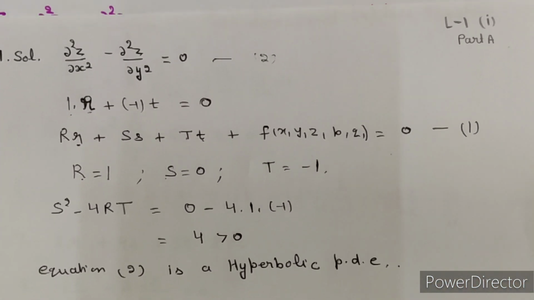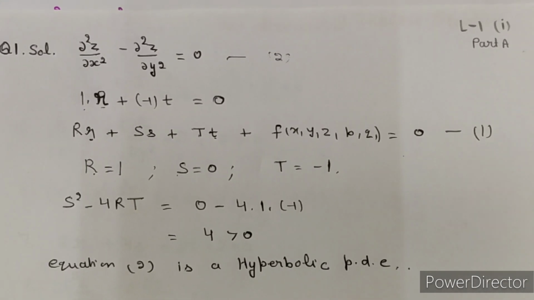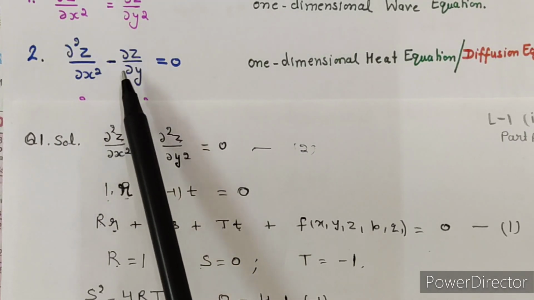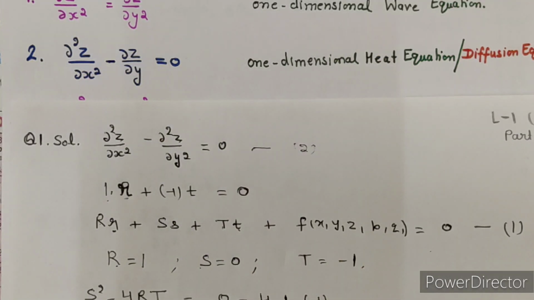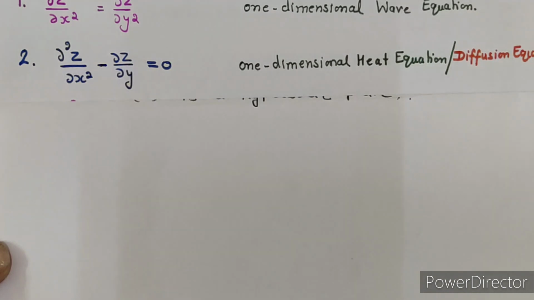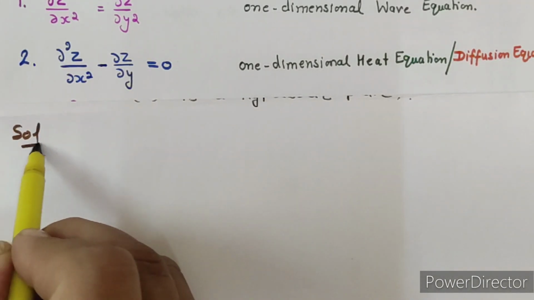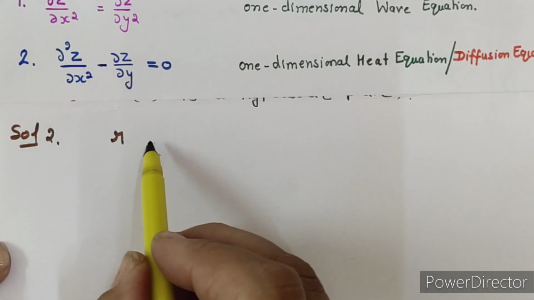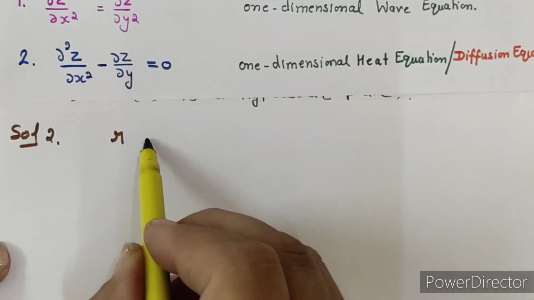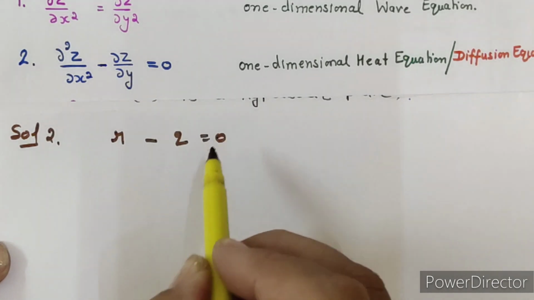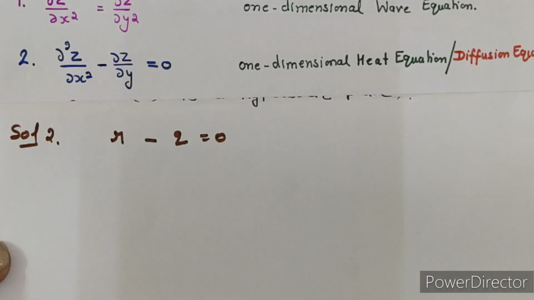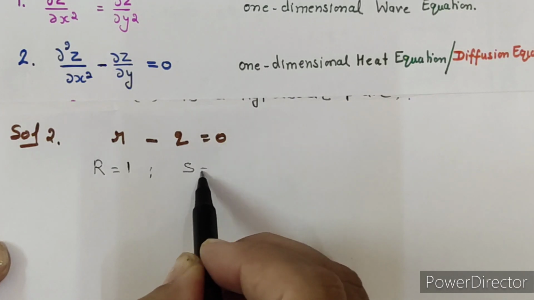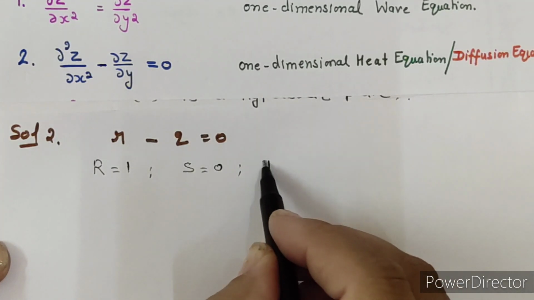The second question is my second equation: ∂²z/∂x² minus ∂z/∂y equal to 0. Now again it can be written as ∂²z/∂x², this is small r. There are no terms of small s, t, and this is q here, that is equal to 0. Now again comparing it with the standard general form, capital R value is here 1, the value of S is 0, and the value of T is again 0.